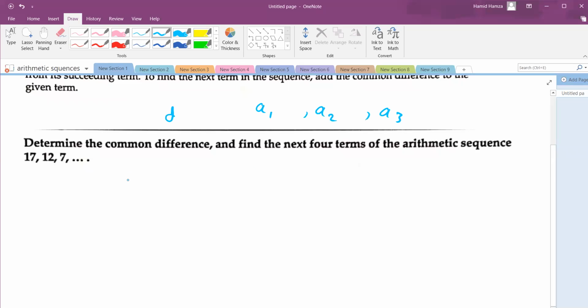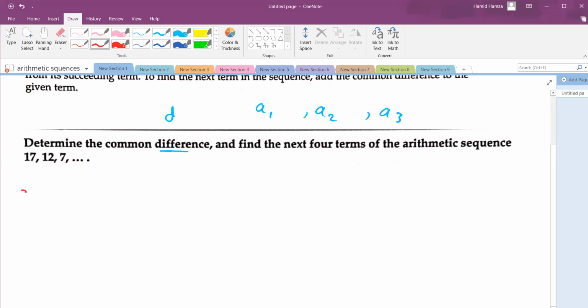In the first question, he asked to determine the common difference, and after that, find the next four terms for the arithmetic sequence. So we need to discover. So how do we find the common difference?